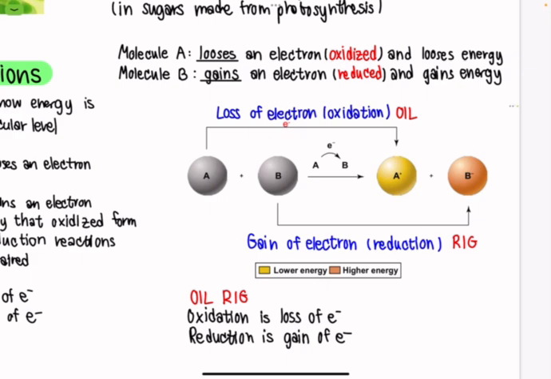Loss of electron, oxidation; gain of electron, reduction. Oxidation is loss of electron, reduction is gain of electron.